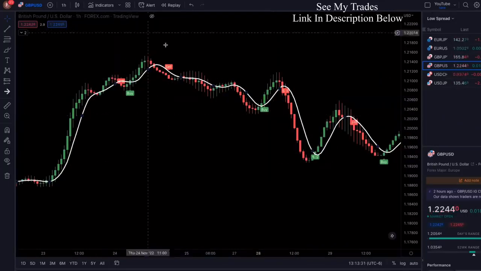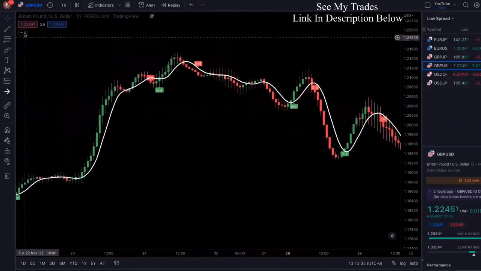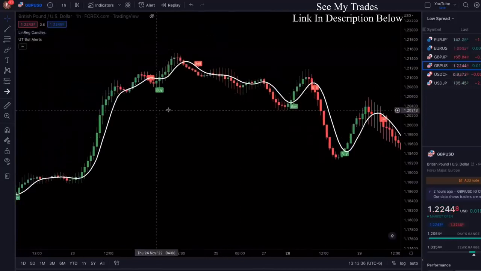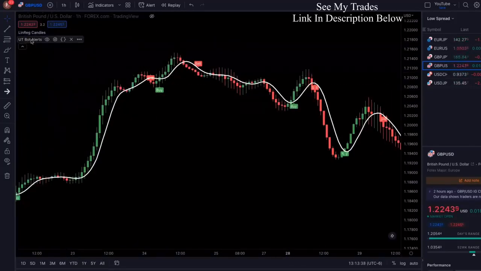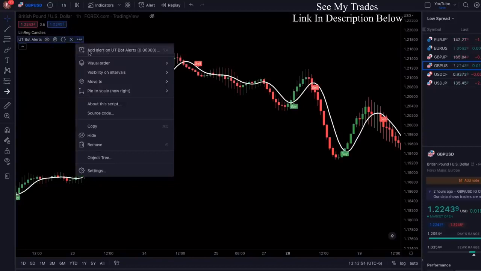All right. So to set alerts, super easy. We're going to set alerts actually on the UT bot alerts. Okay. We're not going to do it on the linear regression candles. We're going to do it on the UT bot alerts. We're going to click on these three dots and we're going to click on add alert on UT bot alerts.